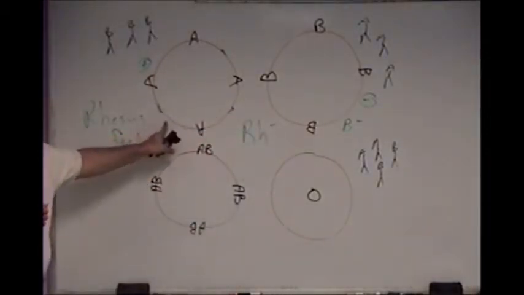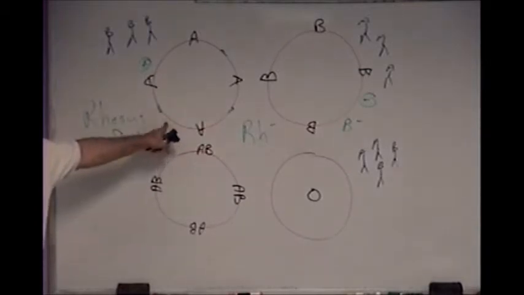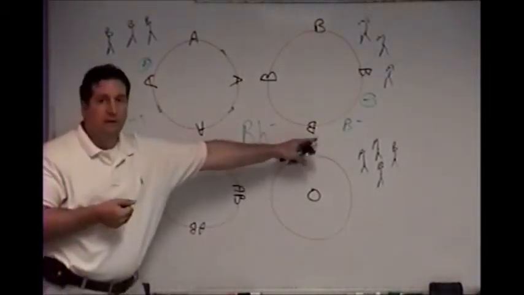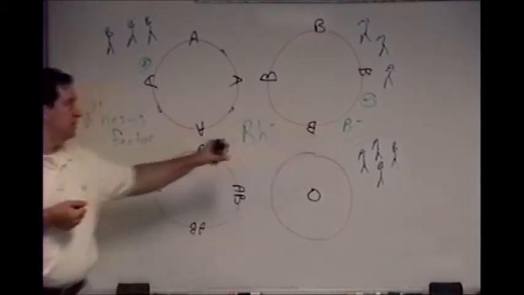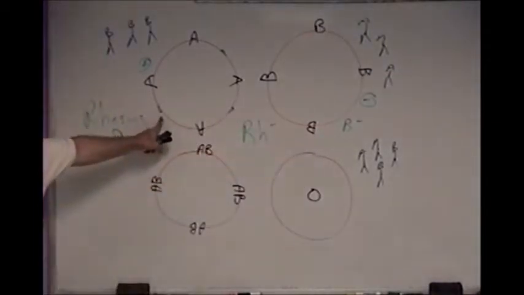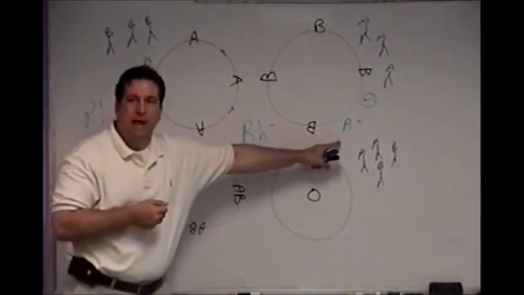Because remember, if they're positive, they're going to create antibodies against not having them. They can't make antibodies against this because it'll attack themselves. So there won't be any antibodies against the rhesus factor. If they're negative, they'll have antibodies against the rhesus factor. So if a person is positive blood, they can get either positive or negative blood, whatever the type might be. If they're negative blood, they have to get negative.